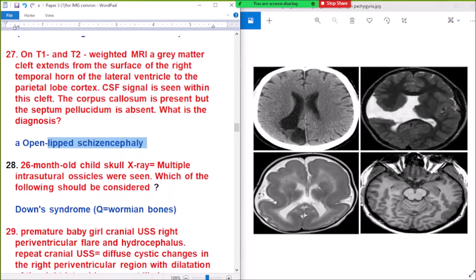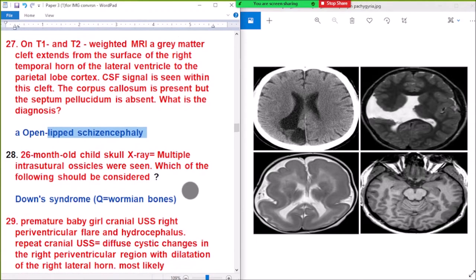Diagnosis: open-lip schizencephaly. Before this, in the MCQ, they are saying that there is a CSF space communicating with the CSF space of the lateral ventricle. What is diagnosed? Schizencephaly. Here, the gray matter cleft extends from the parietal lobe cortex to the lateral ventricle. So anyway you describe the finding, it is accurate.